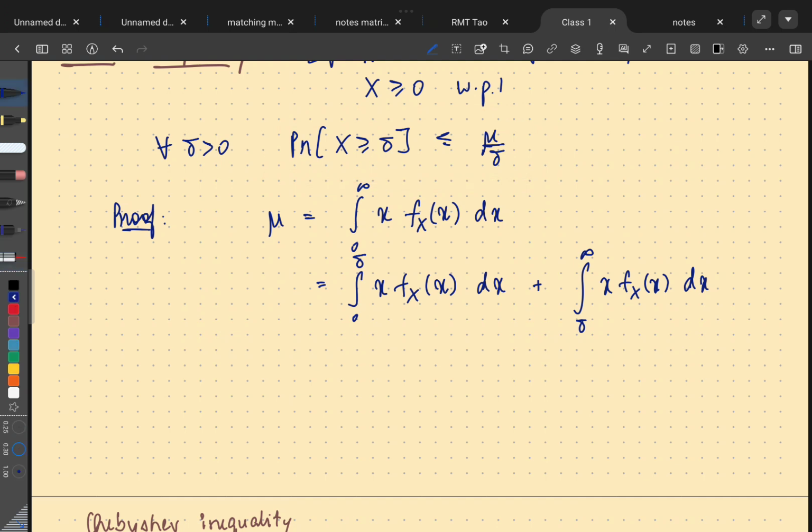So if I look at the second term over here, within this particular integral, x is always greater than or equal to delta. So this quantity is greater than or equal to delta times integral from delta to infinity fx of x dx. So then I would get delta times probability that x is greater than or equal to delta. The first term is the only term that is unnecessary, but what I know is that this quantity is greater than or equal to 0.